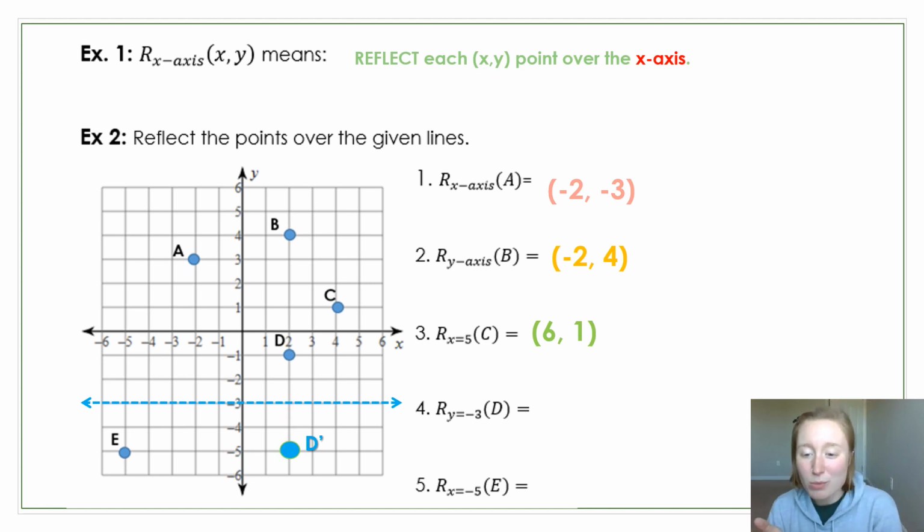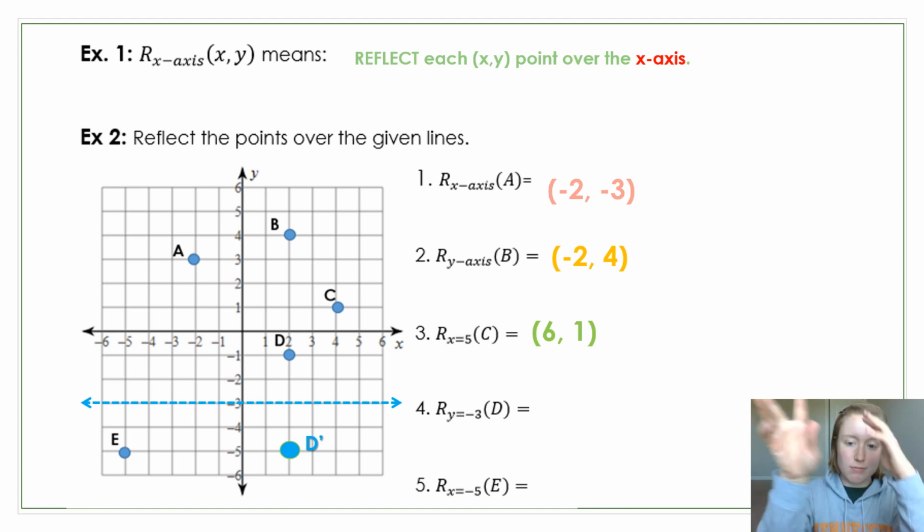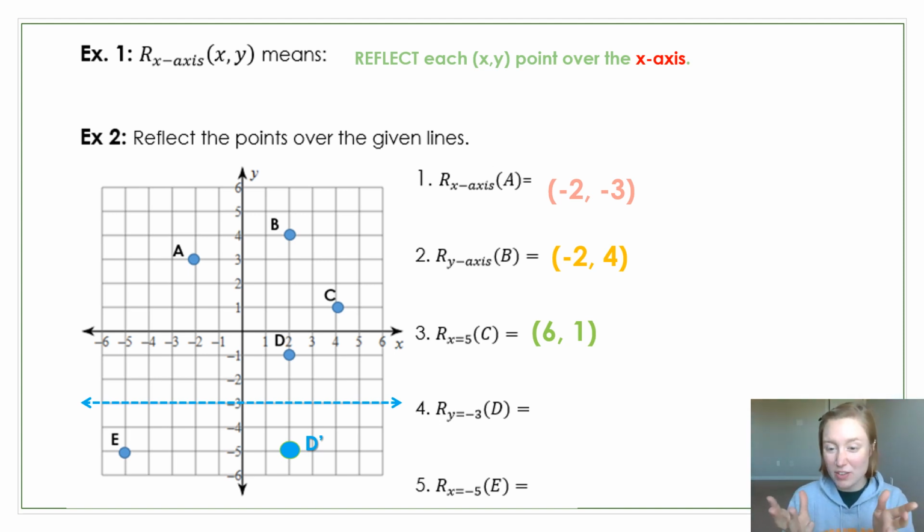And notice how I'm really just ignoring all the other points on the graph. If this rule tells me to look at point D, I'm just looking at point D. I'm not going through and trying to deal with all the other points. So you could even go through and graph them one by one if you wanted. So the new point for that one was 2, -5.